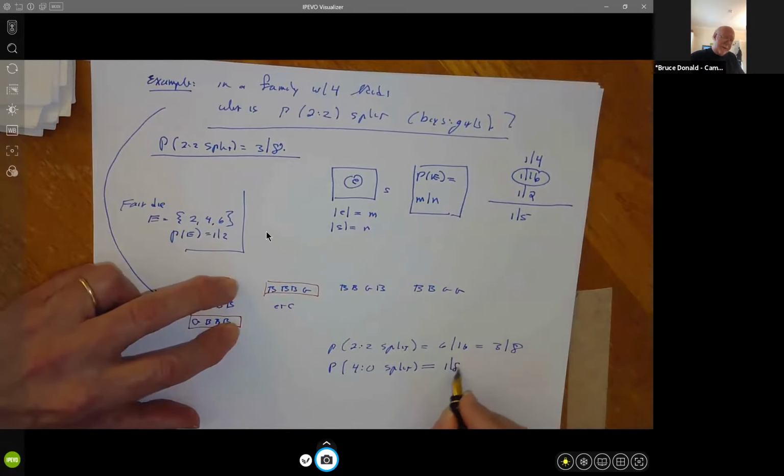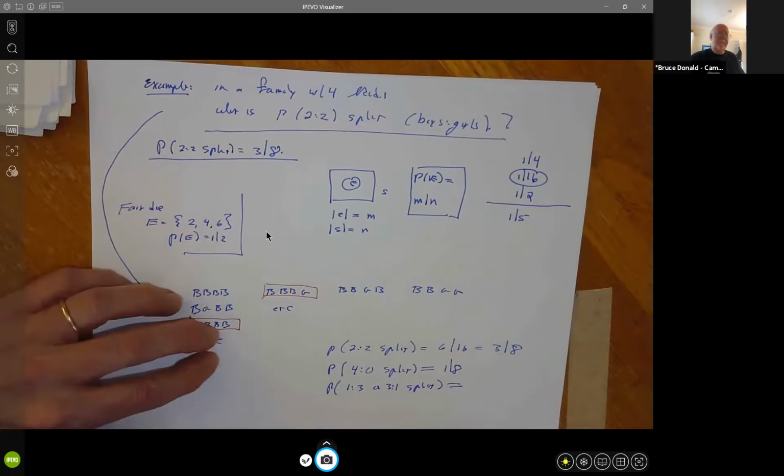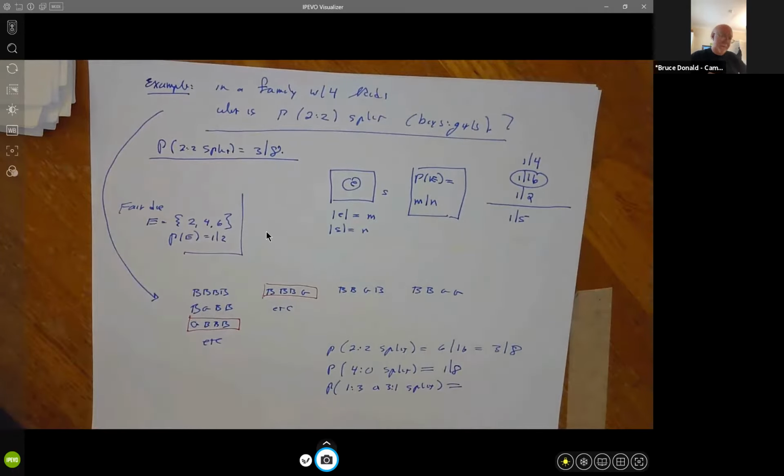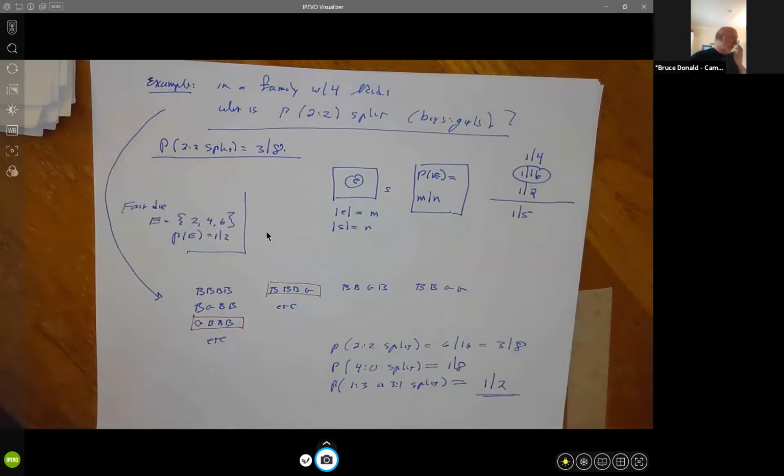Good. What about the probability of a 1-to-3 or 3-to-1 split? What's that equal to? I'm putting them together because I don't care which it is. I don't get 3/8 for that. I get 1/2 for that. That's good. That one's 1/2. All right, so now we're calculating together.